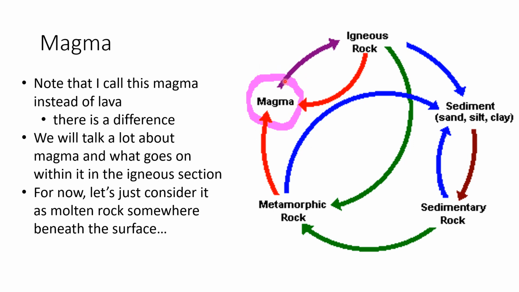All right, so it's a circular diagram, it's a cycle, so we could start it anywhere. I want to start from magma. So let's consider a starting point of having this molten rock, which is what magma is. Notice I do use the term magma instead of lava. The difference is just whether or not it got out on the surface. Magma that gets out onto the surface is called lava.